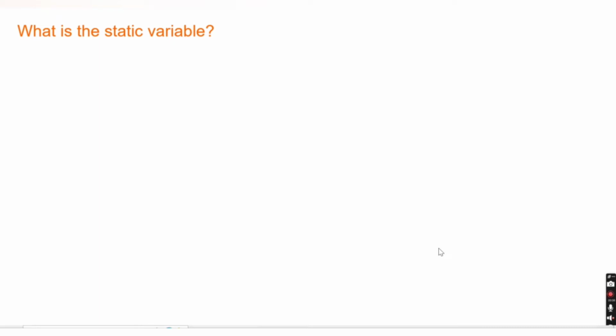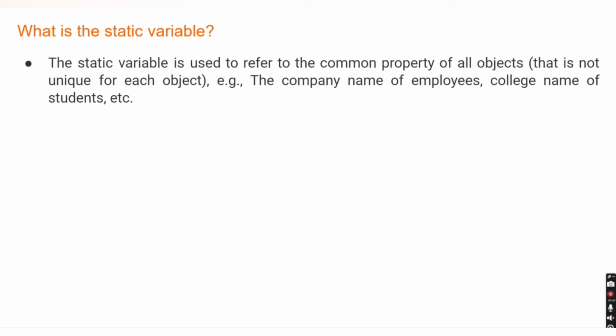Static variables are declared with the help of the static keyword. A static variable is used to refer to the common property of all the objects that is not unique for each object. The instance variable that we declare inside a class is unique for each object, but when you declare a static variable, it is common for all the objects in that particular class. For example, the company name of all the employees working in a particular company will be the same. Similar goes with the college. The college name of all the students who have taken admission in a particular college will always be the same.